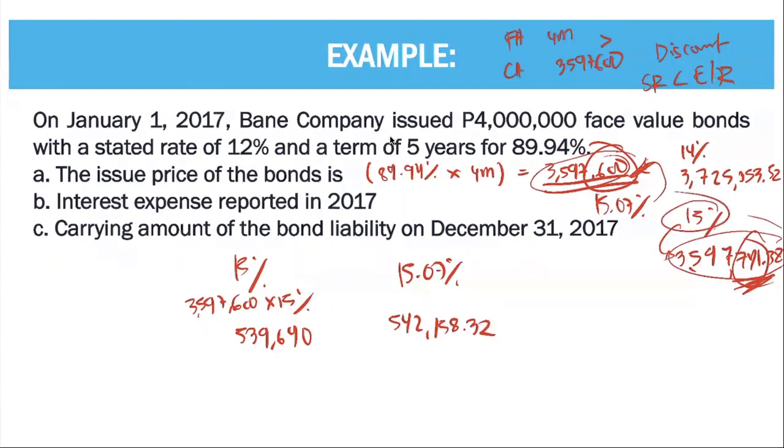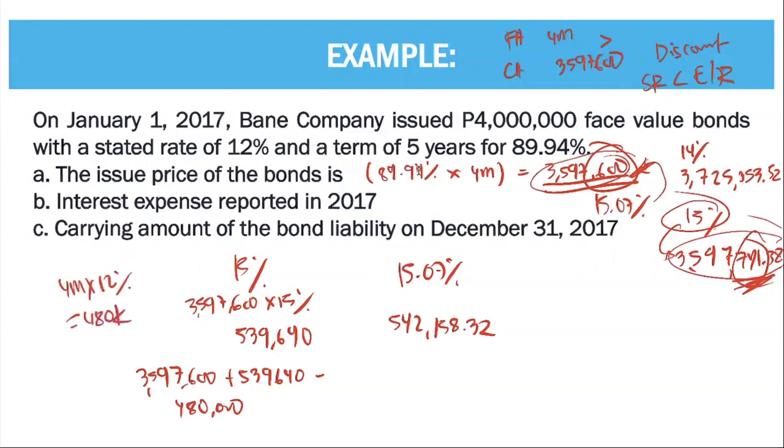Letter C, carrying amount of the bond liability on December 31, 2017. You just need to amortize it for one period. So 3,597,600 plus 539,640 less our interest of 480,000. Sir, how did we get 480? 4 million times 12% is 480,000.